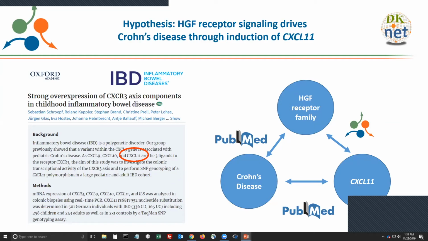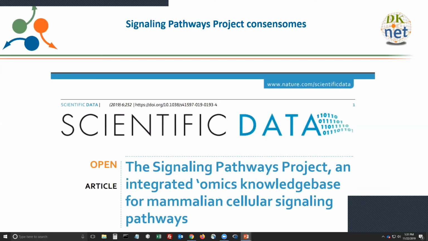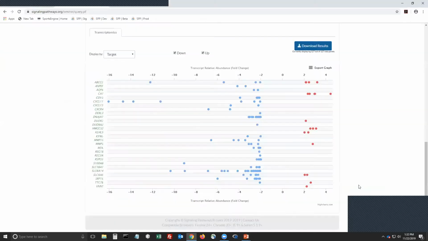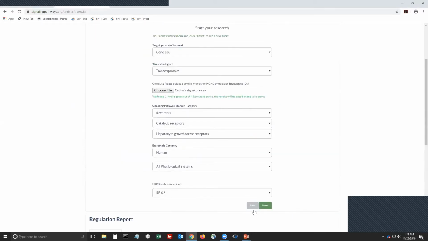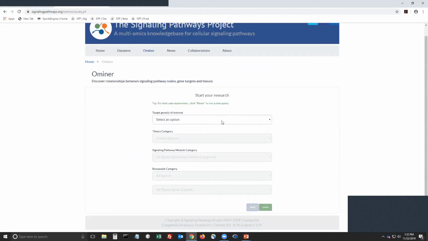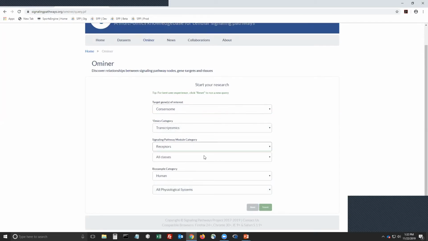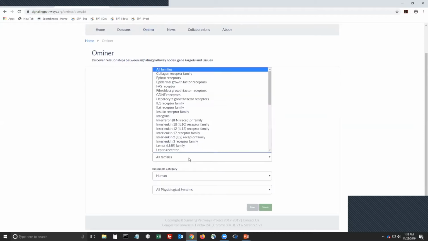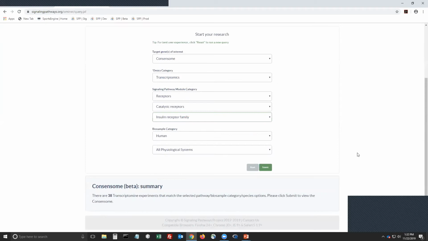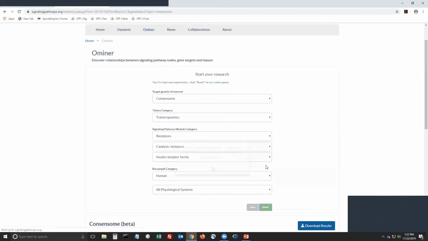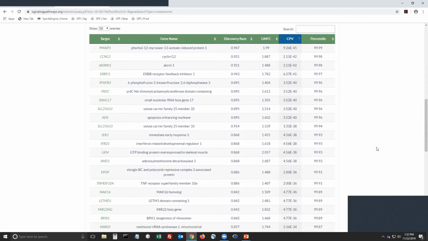Now, something else that we introduced in our recent paper was the concept of consensomes. What consensome analysis does is it surveys over all of the experiments that map to a specific node family. Using the example here, we're going to use insulin receptor. So we'll select consensomes, we'll select receptors, catalytic receptors, and the family of insulin receptor. And we click submit, and we see our consensome report.